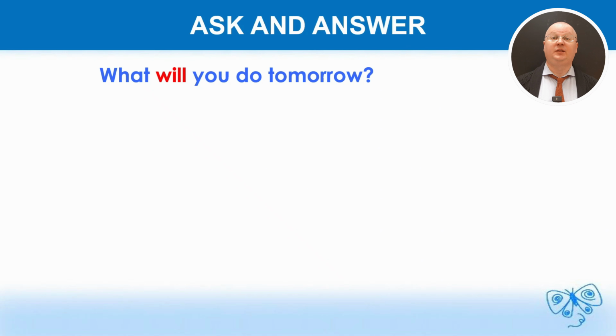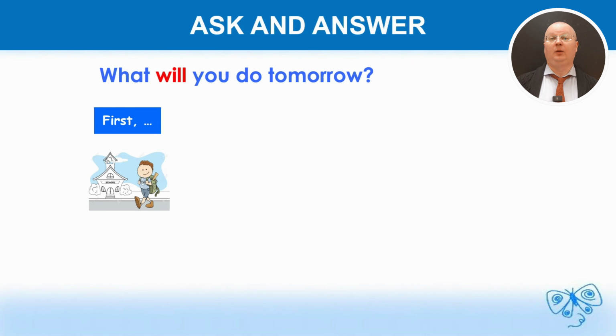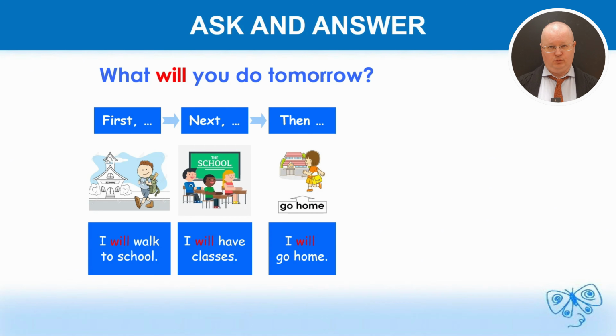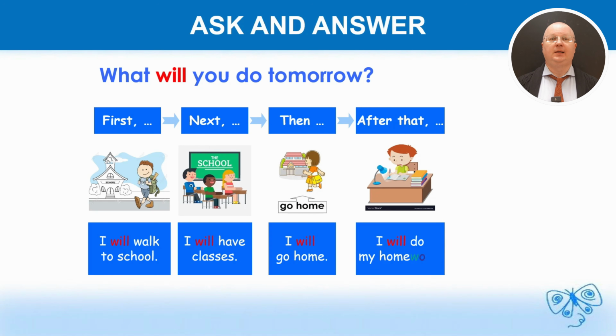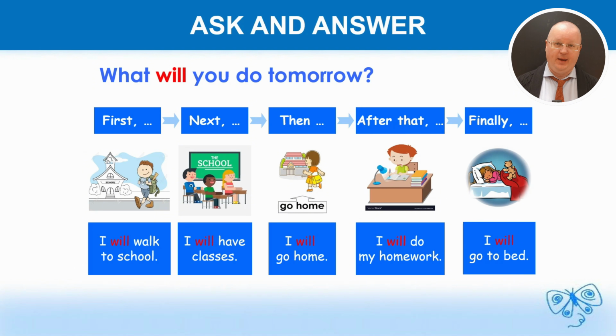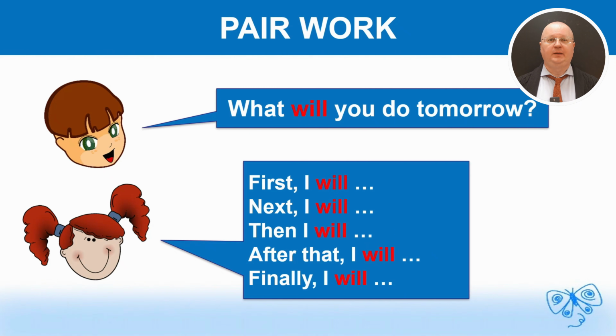Here's how I model sequence adverbs. Students ask, "What will you do tomorrow?" I say the sequence adverb and they finish the sentence. First, I'll walk to school. Next, I'll have classes. Then, I'll go home. After that, I'll do my homework. Finally, I'll go to bed. Then, students practice the dialogue in pairs.